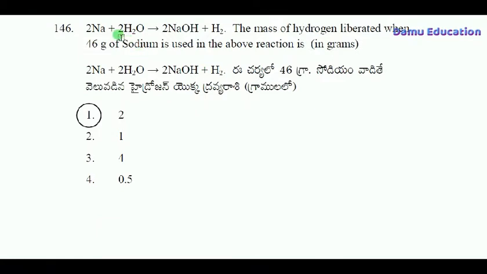2 Na plus 2 H2O gives rise to sodium hydroxide plus hydrogen, 2 NaOH plus H2. The mass of hydrogen liberated when 46 grams of sodium is used in the above reaction is in grams, 2 grams.